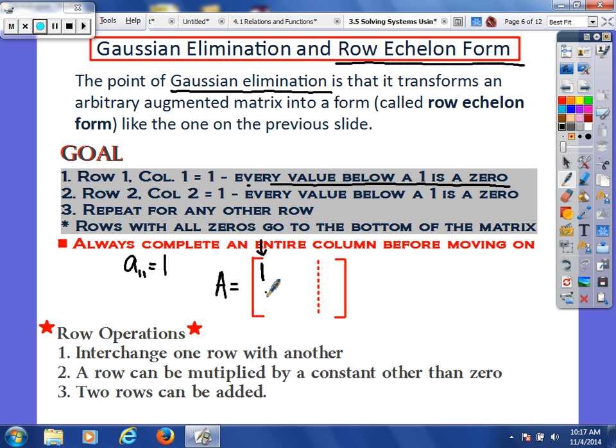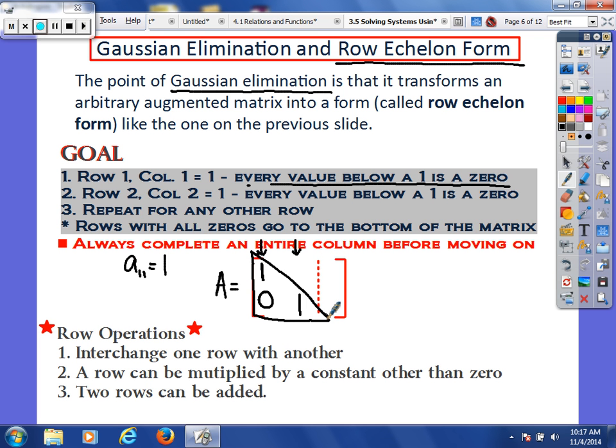So I need to make this a 0. And I'll show you how to do that in a little bit. Okay, so I need to show you how to make 1s and how to make zeros. That's really the two things that you need to know how to do: how to make 1s, how to make zeros. Once I'm done with column 1, I'll move to column 2. And what we want is 1s on the diagonal, so I need a 1 here. Now what that creates is sort of this triangle, and this is what they call row echelon form, right here.